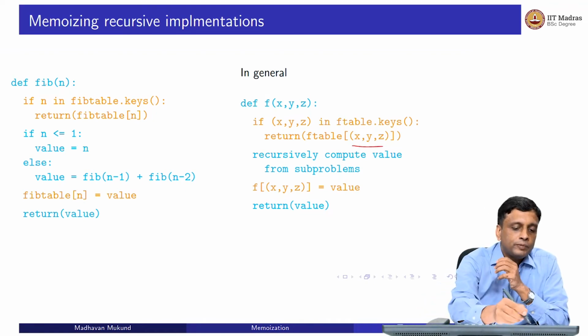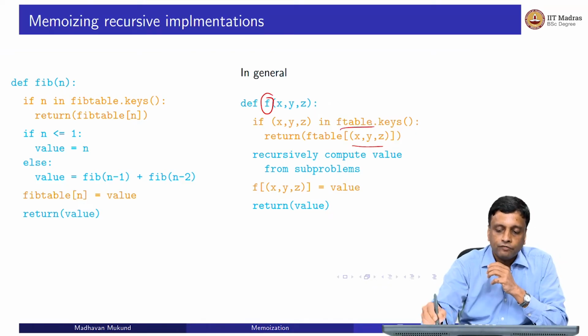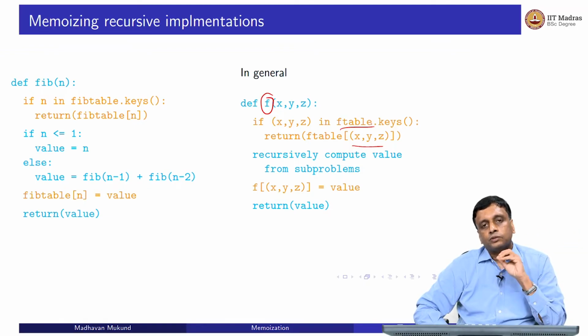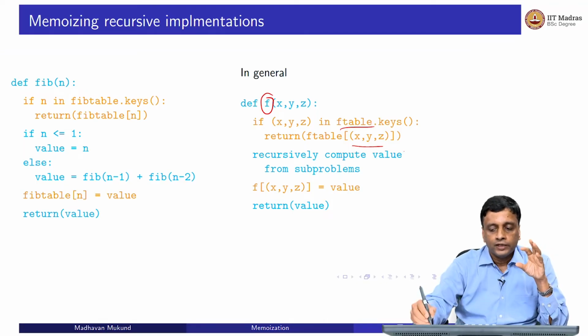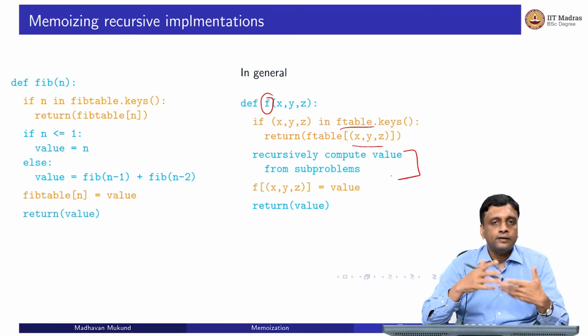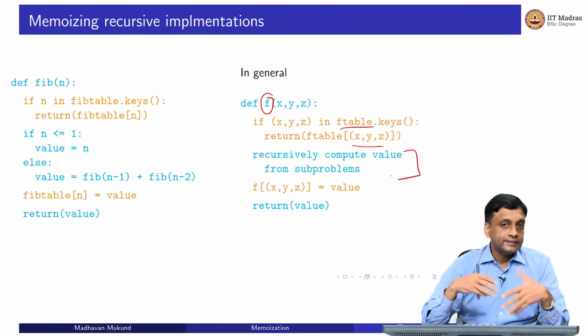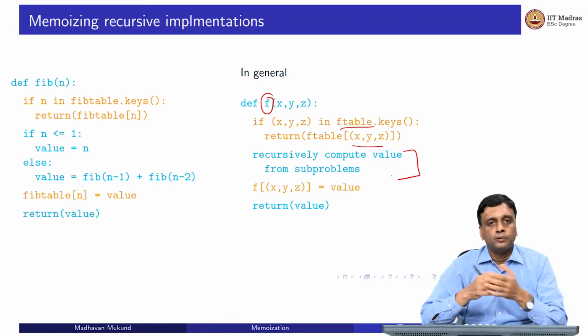So here I had fib table for fib, here I have some arbitrary function f, so I just call it f table, right. So I assume that I have this empty dictionary to start with, which is defined outside somewhere, so I can access it globally from here. So I will now take this xyz, check if it's a key there. If it is not a key, I will recursively compute the value of f of xyz given whatever is the inductive structure of f. It does not matter, this is a generic thing. Any f which has an inductive structure, there will be some way to compute it from subproblems.